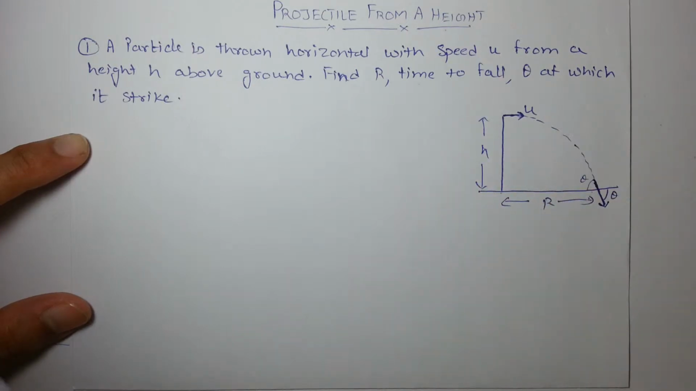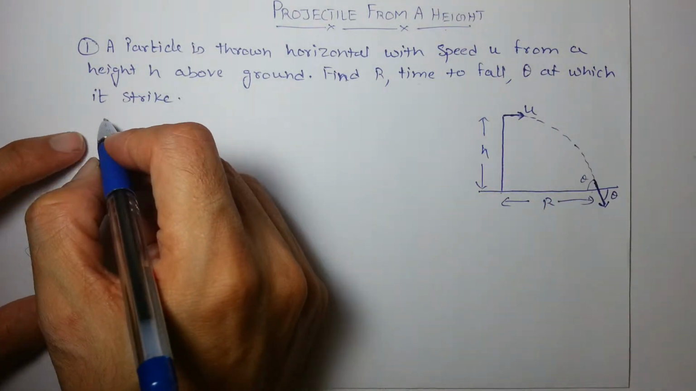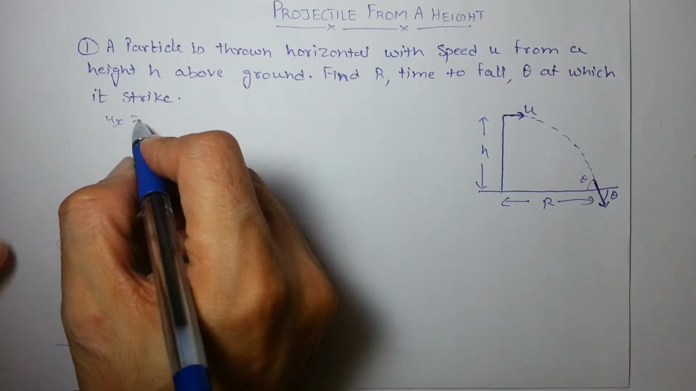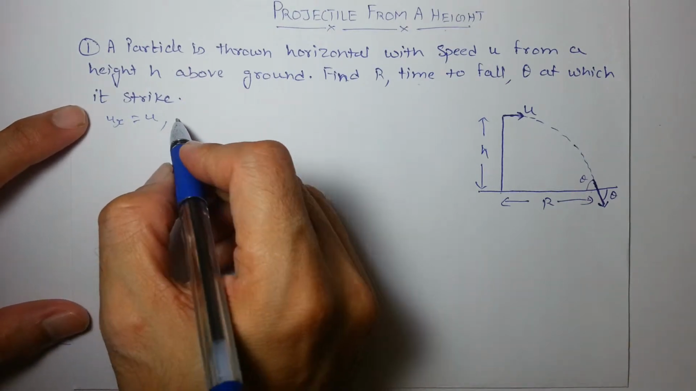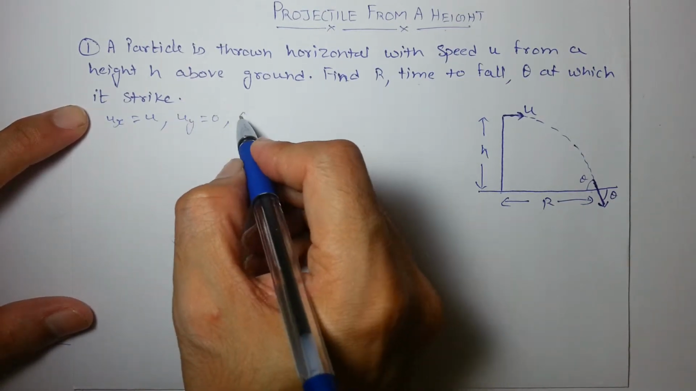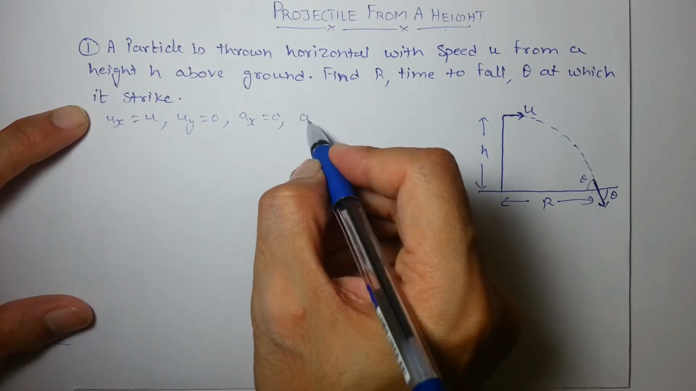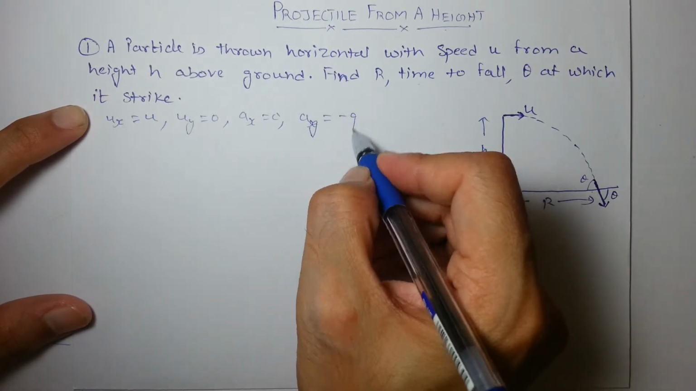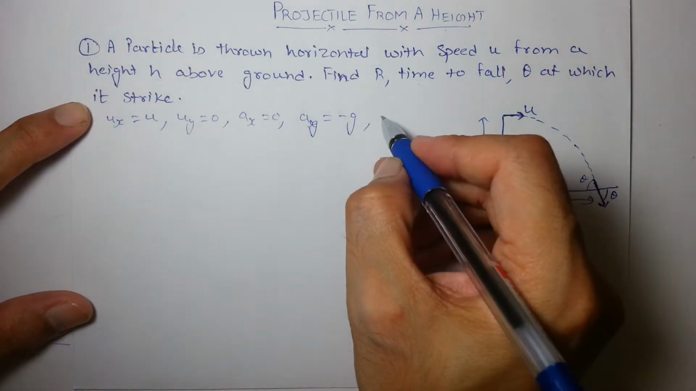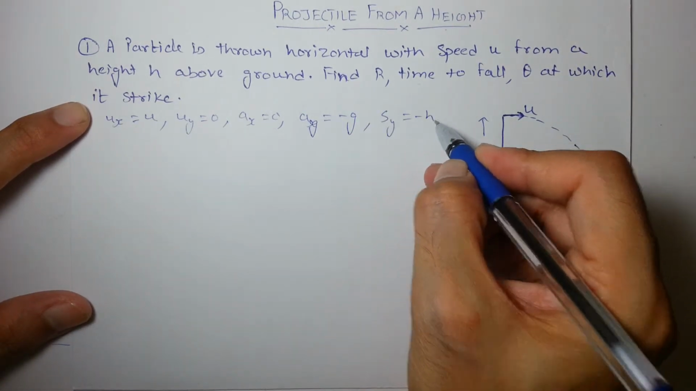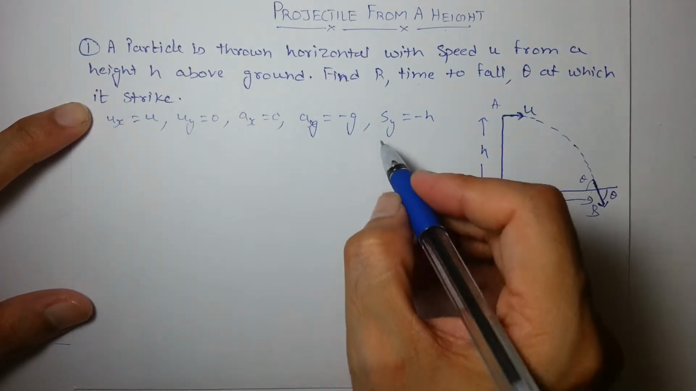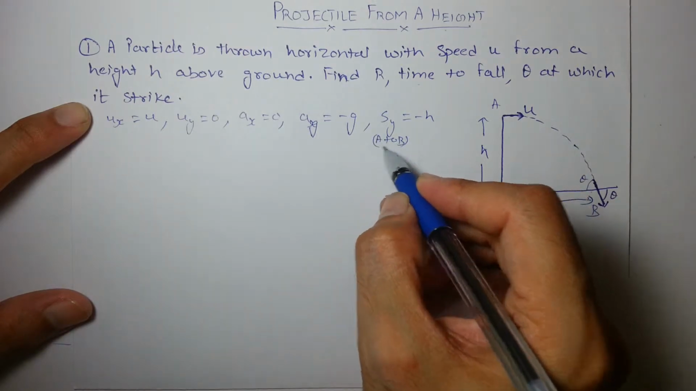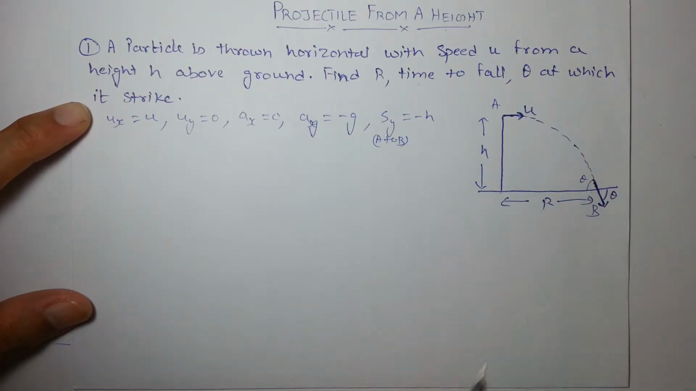Again, we can solve it by various methods. Let's start with the first one. We have initial x direction velocity as u, and there is no velocity in y direction, so uy is 0, ax is 0, and ay is obviously minus g. Okay, and displacement in y direction to be covered is minus h from this point A to B. Okay, displacement A to B in y direction is obviously minus h, and it is given. So these are the given parameters.